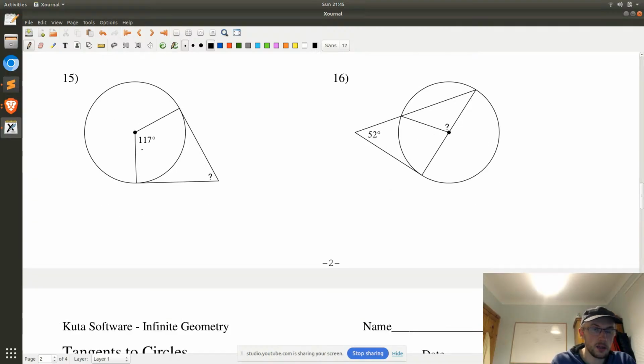Here, the angle is half, is it not? Is it not exactly half? So half of 117, which is 58.5 degrees.